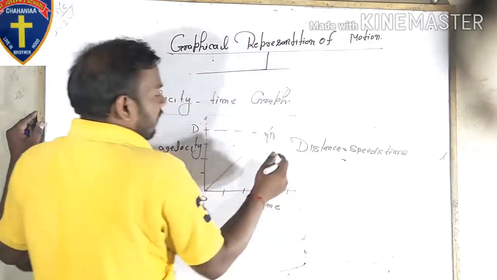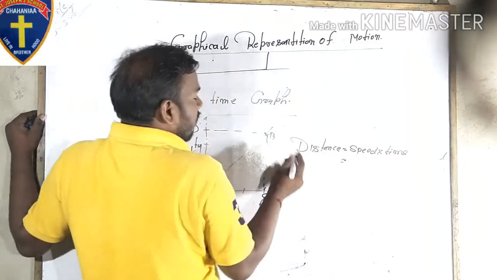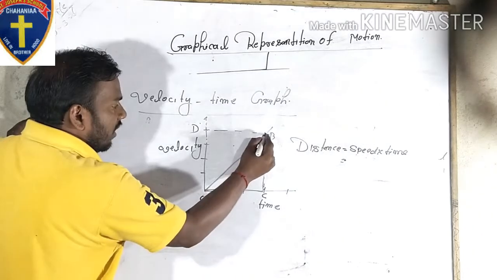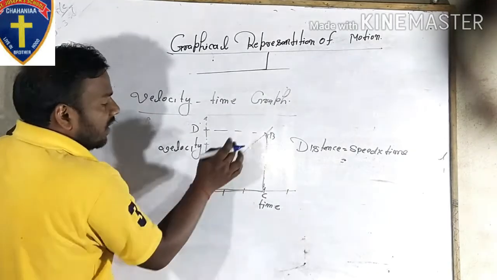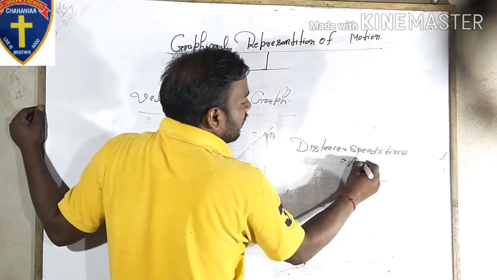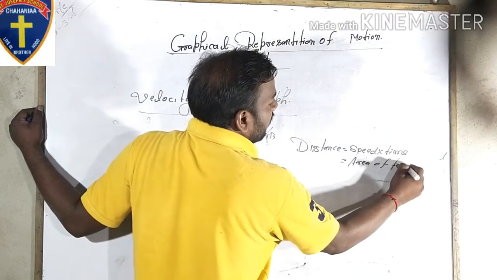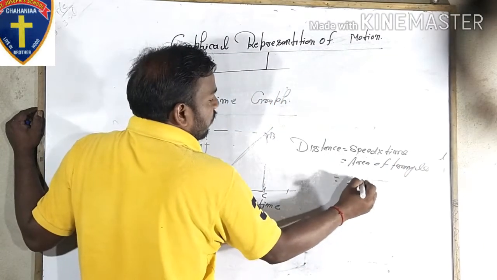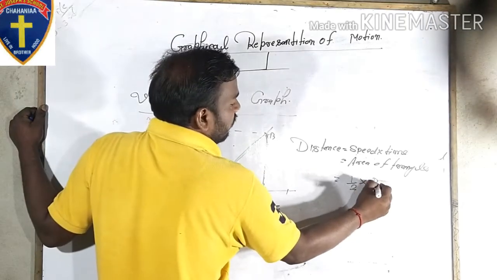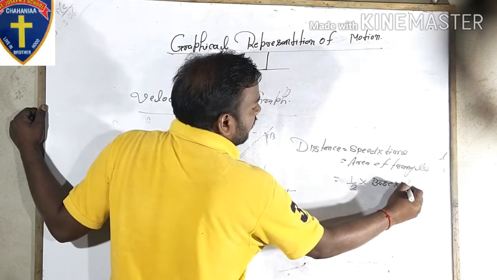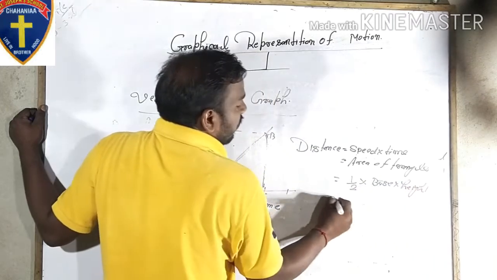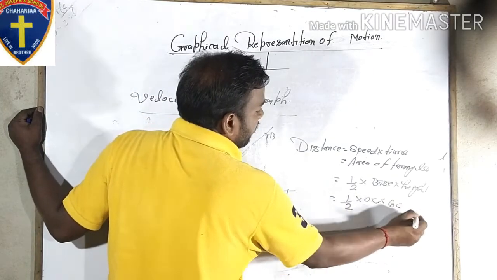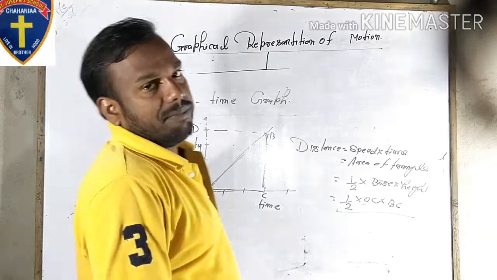So how do we find it here? Distance is equal to the area of this triangle. That is the distance, which means the area of the triangle. What is the area here? 1/2 base into height. So 1/2 of the base OC and the height BC. That is the method of graphical representation.